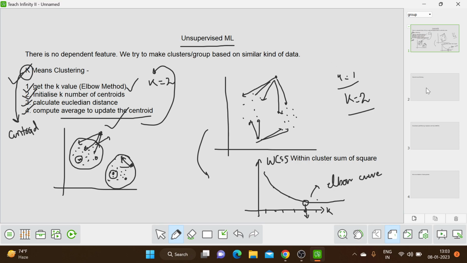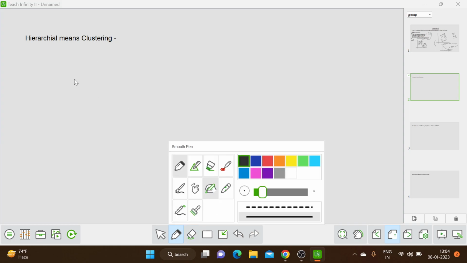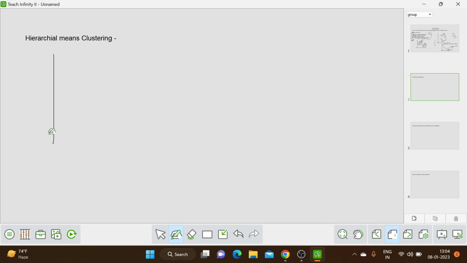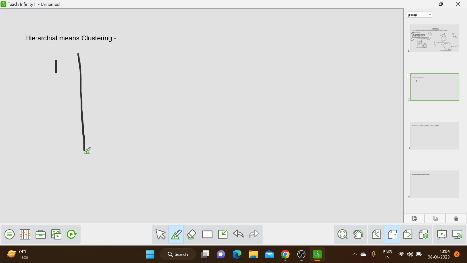Next method of clustering is hierarchical clustering. What is this? I need to explain. Very easy. See, hierarchical clustering.